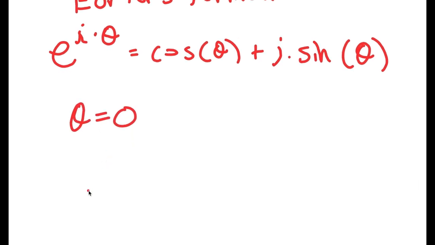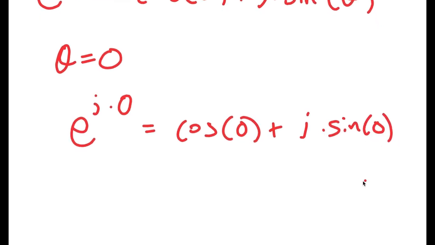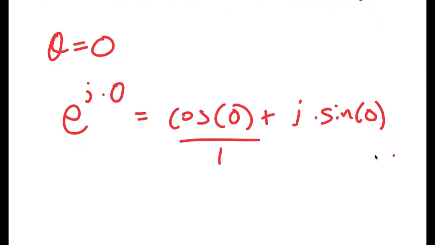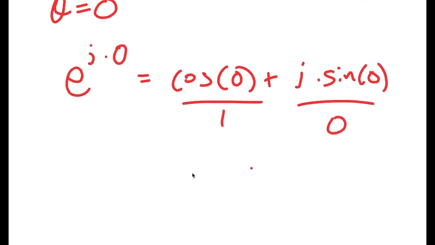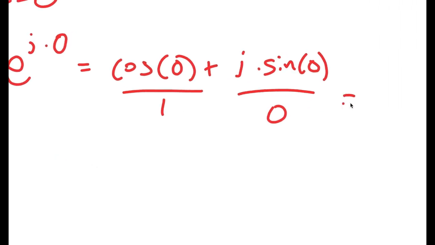So now I get e to the power of i times 0 is equal to cosine of 0 plus i times sine of 0. Cosine of 0 is 1 and sine of 0 is 0. So I get this all is equal to 1.